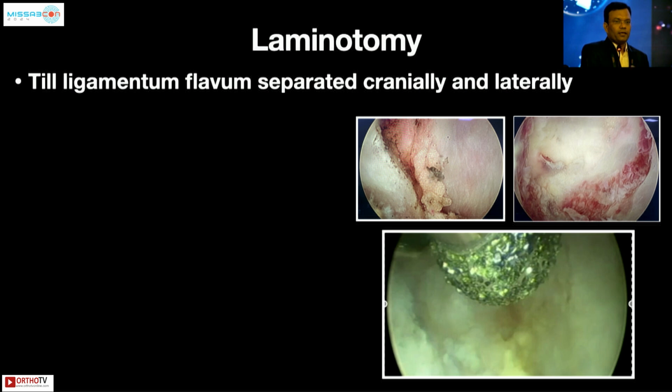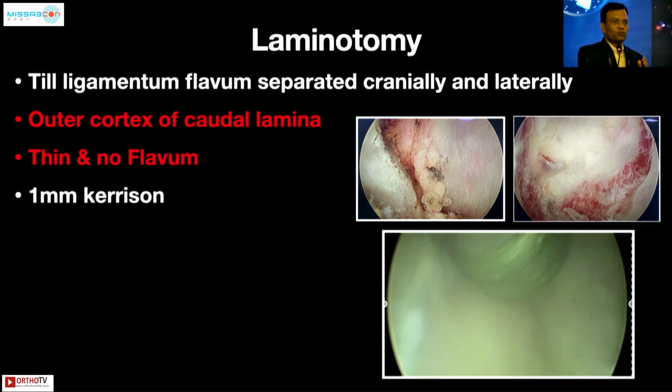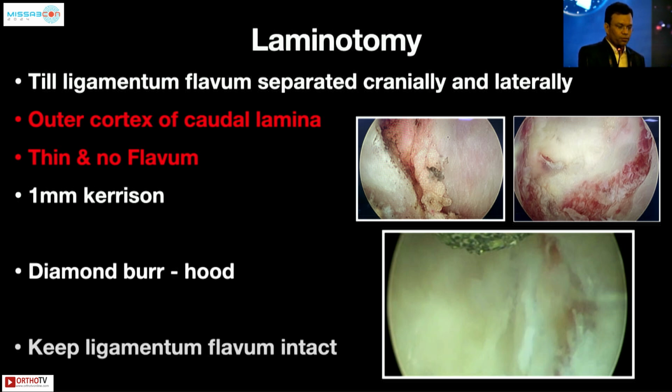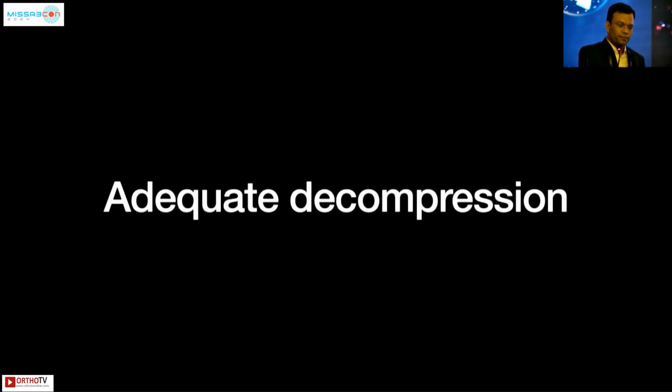Cranially and laterally, you have to burr till separation of ligamentum flavum, and you have to take utmost care while burring the caudal lamina because it is very thin and there is no ligamentum flavum below it to protect us. So burr only the outer cortex and use a number 1 Kerrison after that so that your surgery becomes smooth and complication less. Always use a diamond burr with hood and keep the ligamentum flavum intact till you feel that your full bony work is done. How to check adequate decompression?